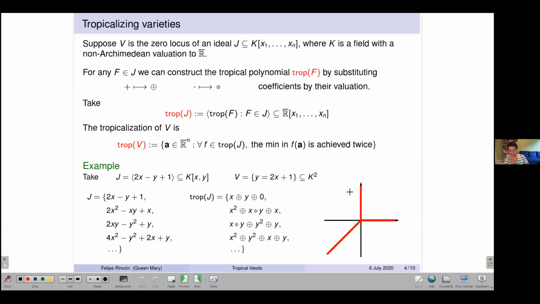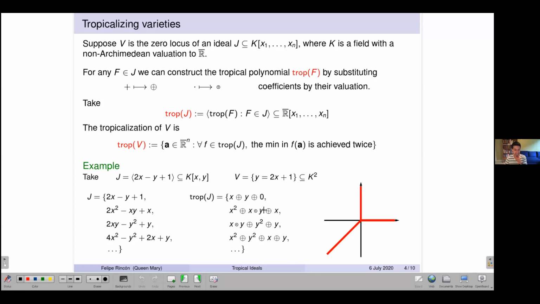So let me ask you guys, just as a warm-up question here. The ideal J that we started with is principal. It was generated by one polynomial, 2x minus y plus 1. We tropicalized it. We got this collection of tropical polynomials. Do you guys think that this tropical ideal is also principal? Does it consist of the multiples of a single polynomial, or do we need more than one polynomial to generate this tropicalization? I'll leave you guys 20 seconds to think about.